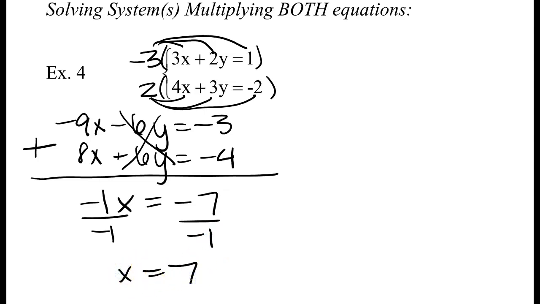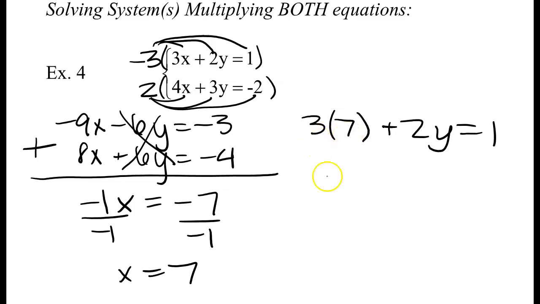To finish solving, we need to substitute x equals 7 back into one of the two original equations. It doesn't matter which one, you get to pick, so I'll just do the top. So we'll do 3 parentheses. The reason I'm using parentheses is because it's x equals 7, so instead of writing x, I need to write 7, plus 2y is equal to 1. Now let's do the math. 3 times 7 is 21, plus 2y equals 1.